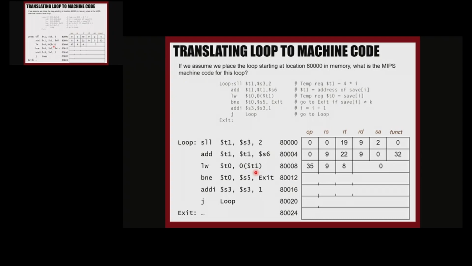Just think about it for a second. So what was offset? To find the target address, we had PC plus 4 plus the offset multiplied by 4. Okay, so exit is here. And there's some instruction in exit. We don't know what it is, but there's something there.